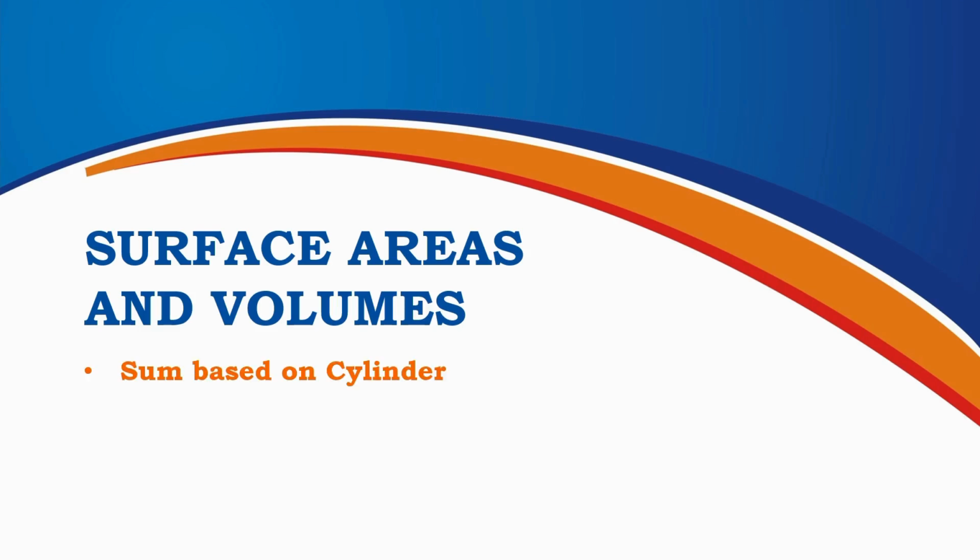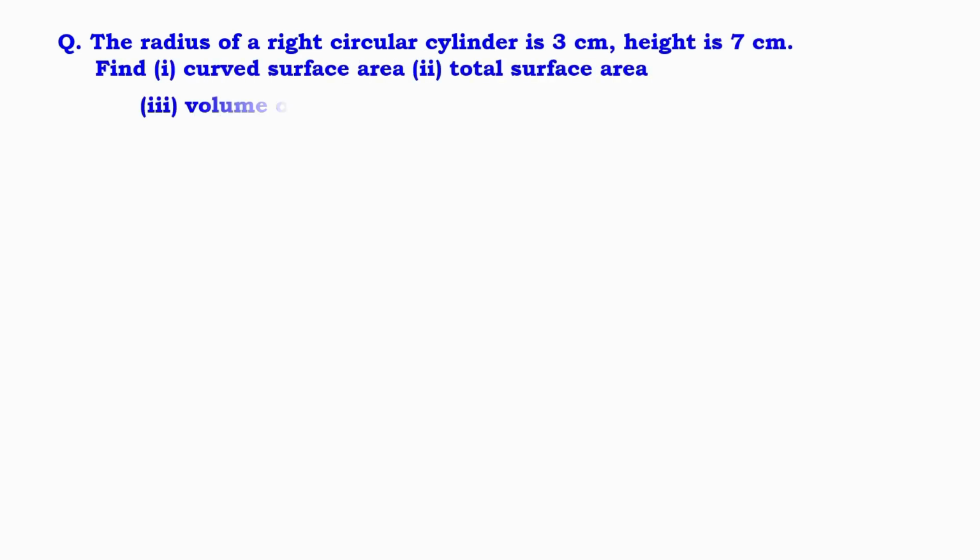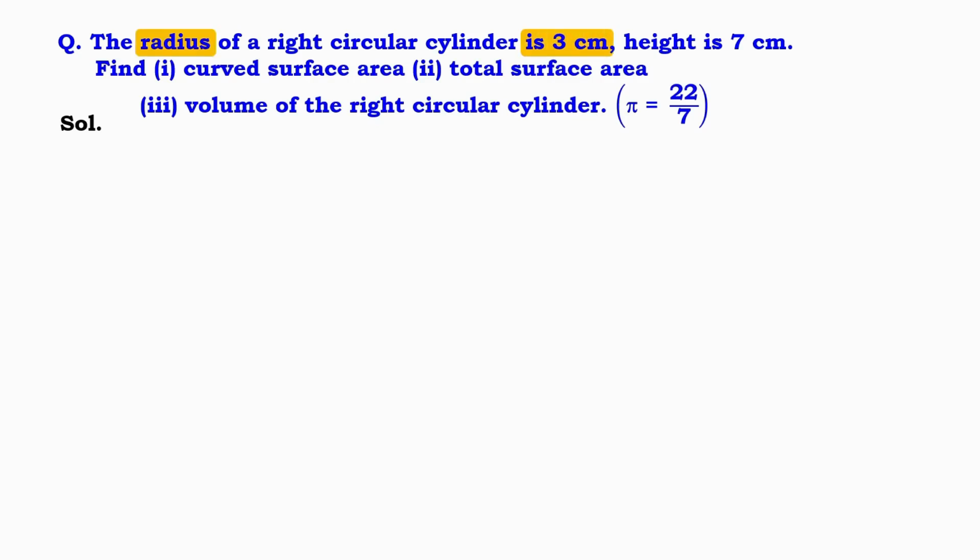Now let us solve some problems based on the cylinder. The first question is: the radius of a right circular cylinder is 3 cm, height is 7 cm. Find the curved surface area, total surface area, and volume of the right circular cylinder, where pi is equal to 22 by 7. So what is given over here? The radius is given, that is 3 cm. Height is also given, that is 7 cm.